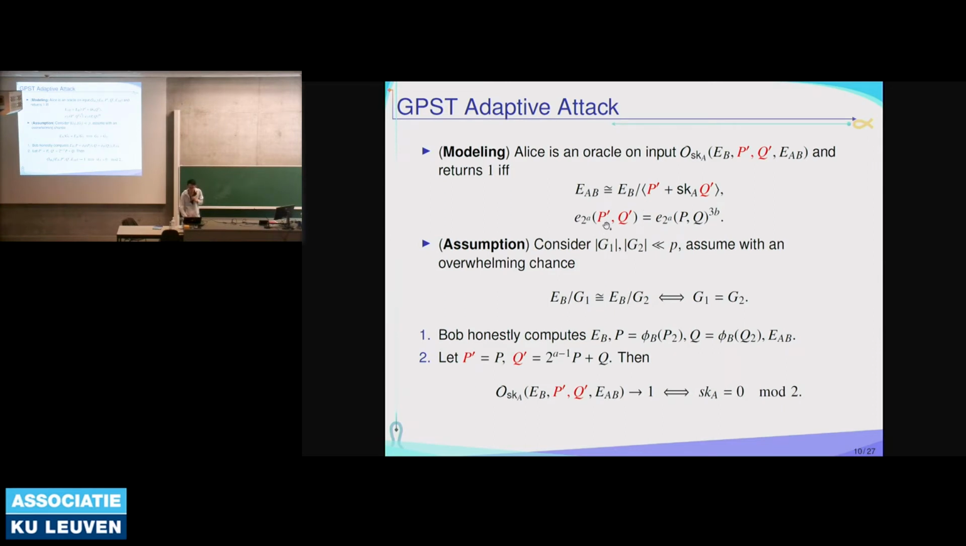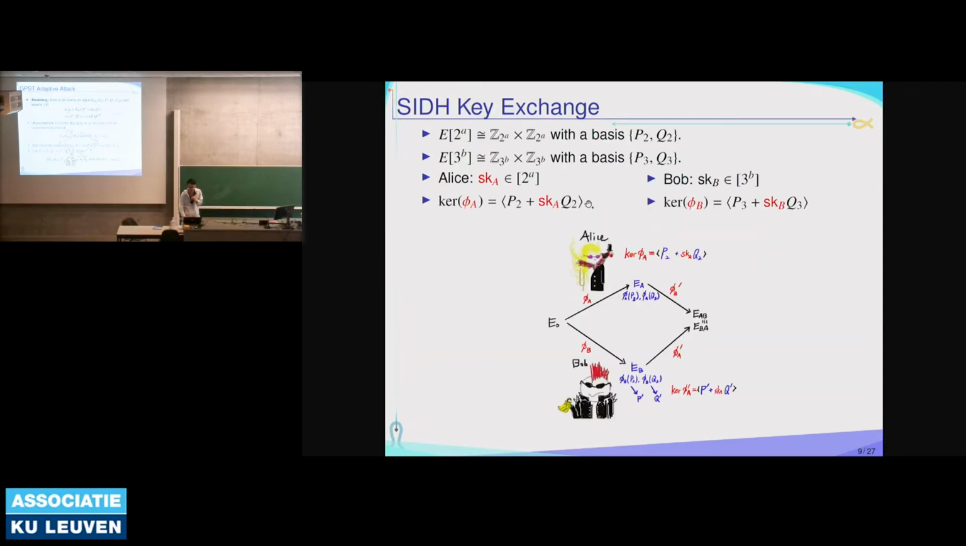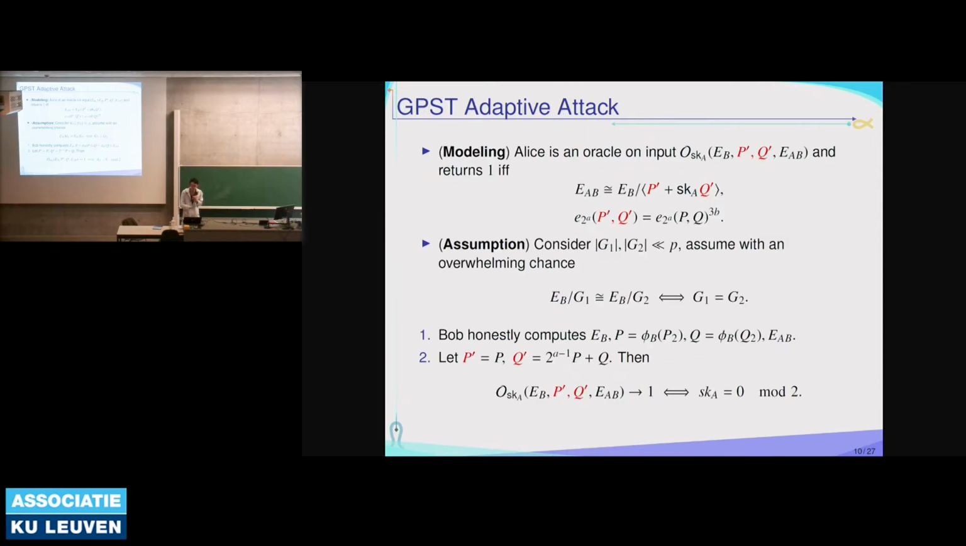So Alice, or say the oracle, will return 1 if and only if the curves EAB and EBA have the same j-invariant, or say these two curves are isomorphic. If so, she returns 1. If not, she just returns 0.